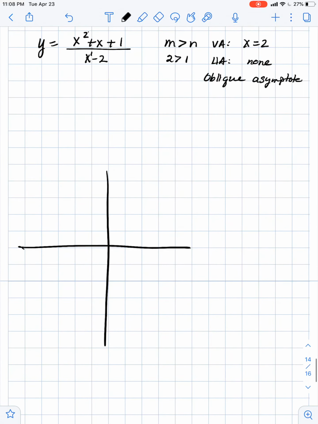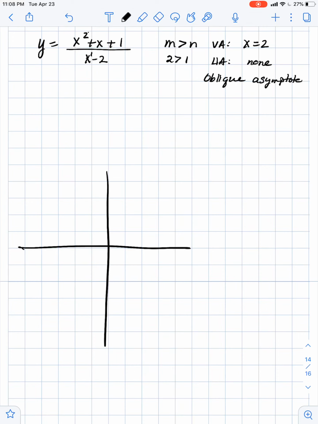And in order to get your oblique, we do long division, okay? So we're going to long divide x minus 2 and x squared plus x plus 1. When you go to long divide, hopefully you remember how to do it. Now, you could do synthetic, okay? That would mean you would need to put a 2 out here, 1, 1, 1, and do our synthetic division. And I can show you how it's the same thing.